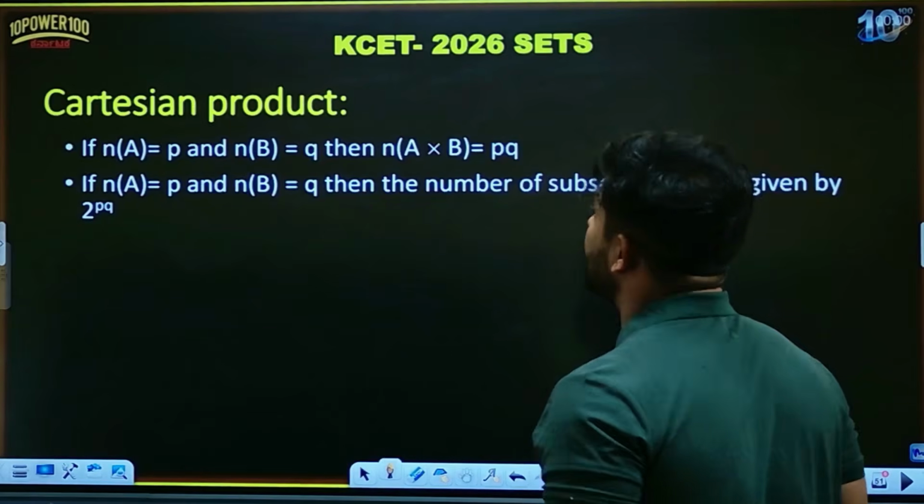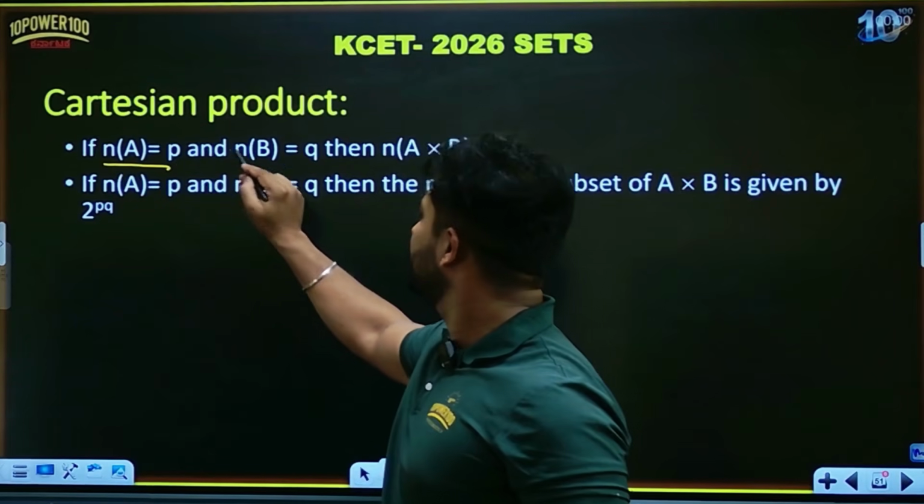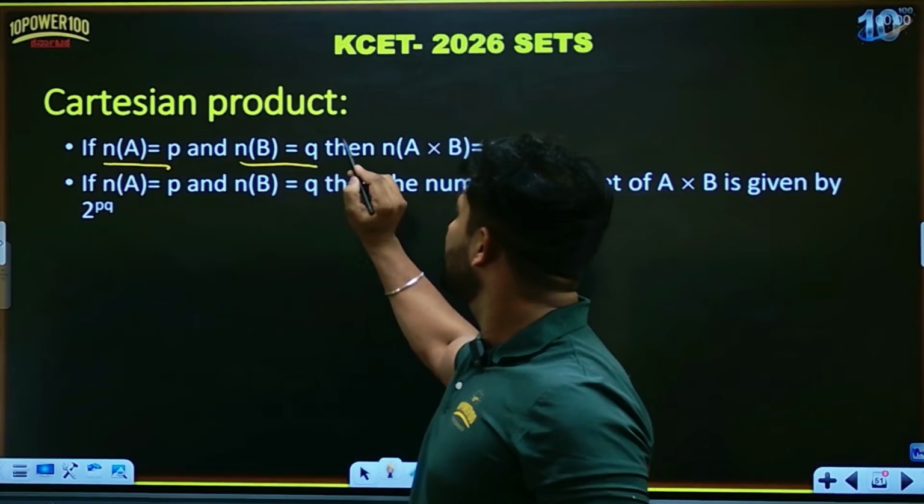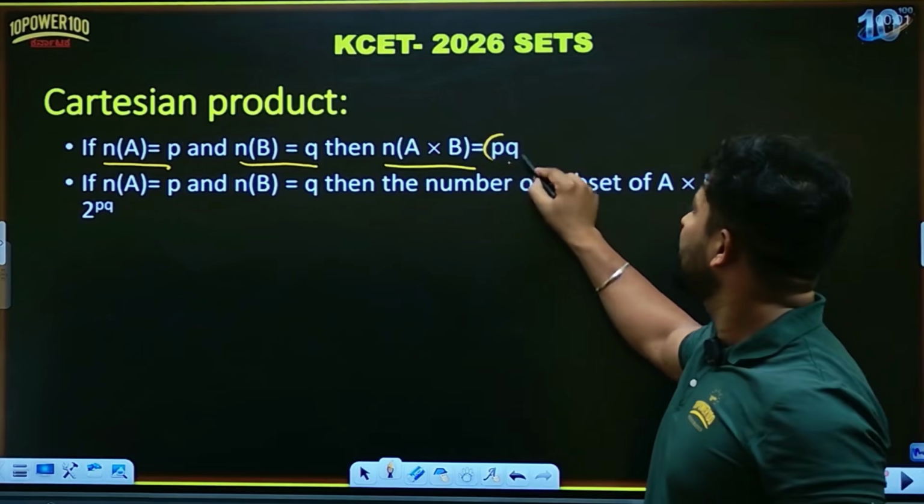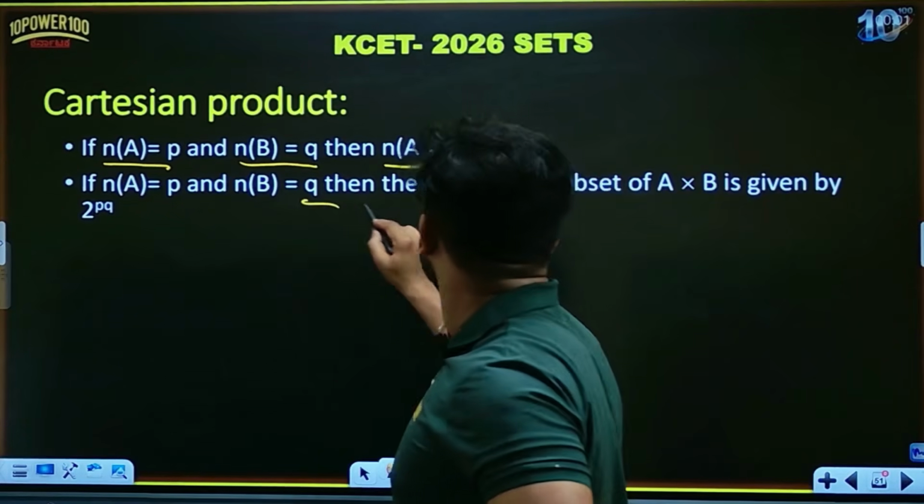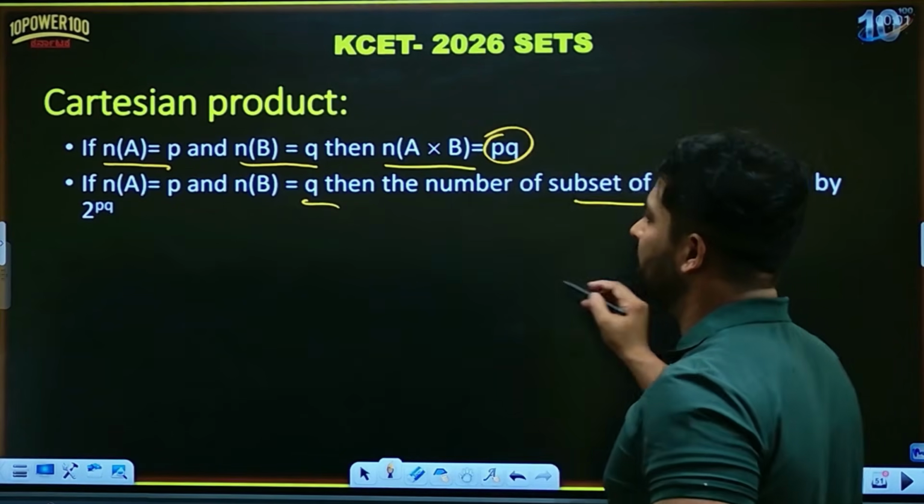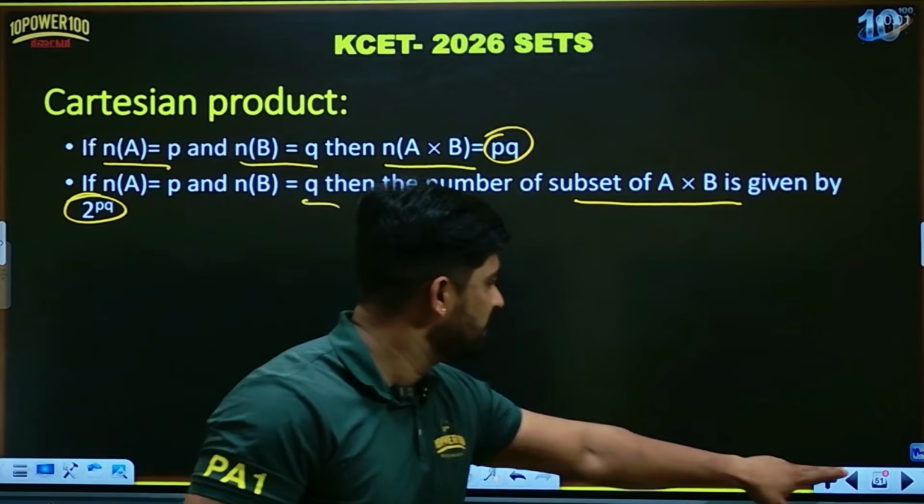So, Cartesian product: the number of elements in A is P, and the number of elements in B is Q, so n of A cross B is P into Q. That is simple. Next, n of A is P and n of B is Q, so the number of subsets of A cross B will be 2 to the power P into Q. Same concept. I'll give the previous example only.